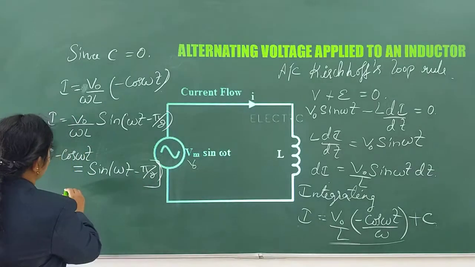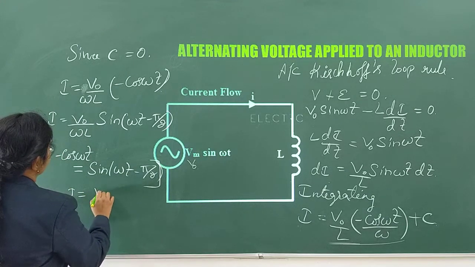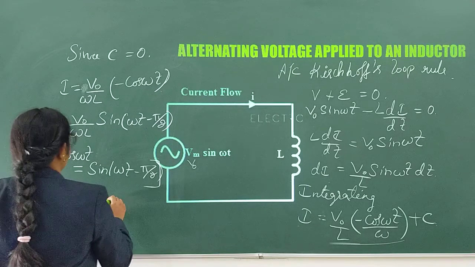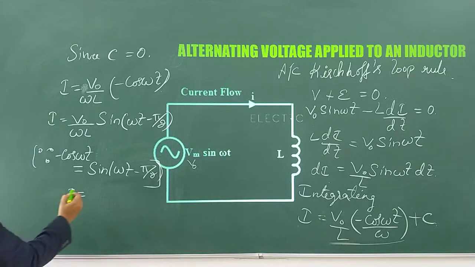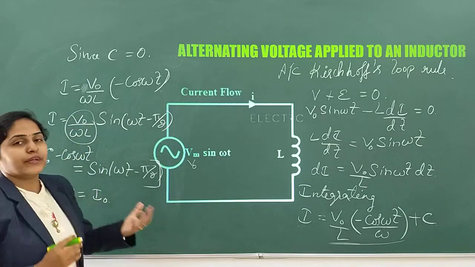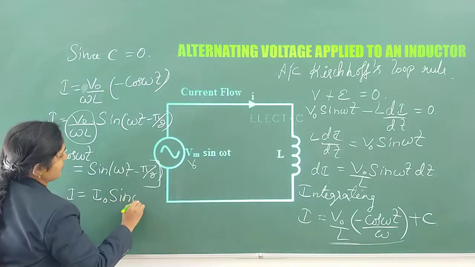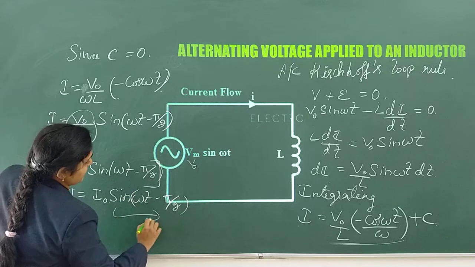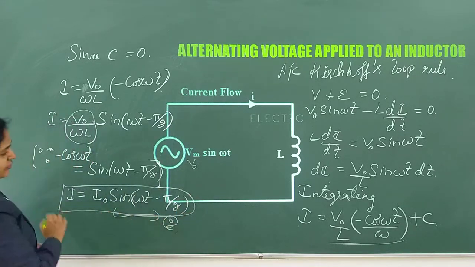Now finally I equals V naught by XL, or I'll replace that by I naught only. Sorry, I equals I naught, because I have considered V naught by omega L as I naught, sin of omega t minus pi by 2. Let this be equation 2. So this is the equation of the current.